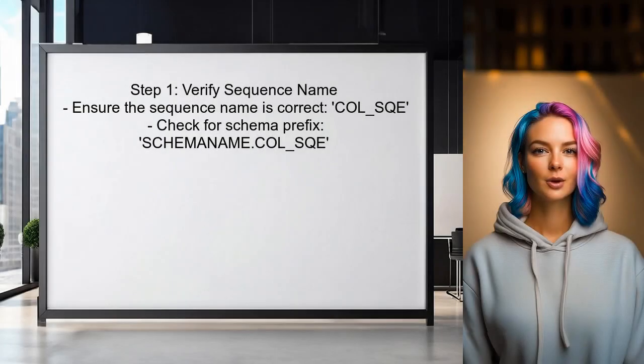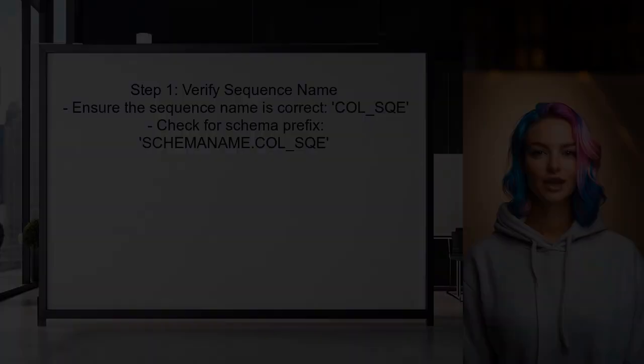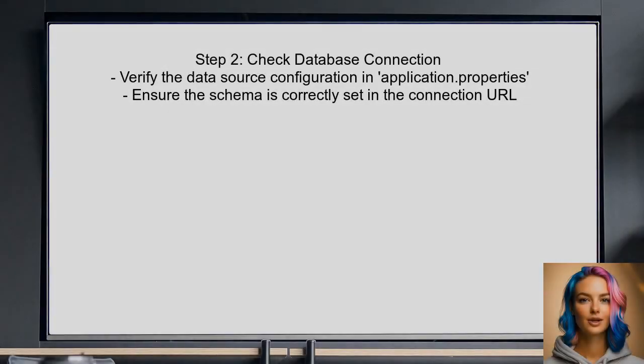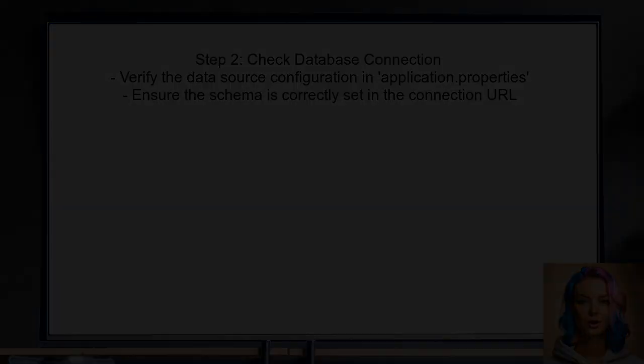To resolve the ORA-02289 error, the user should first verify that the sequence name is correctly specified in the code. The sequence name must match exactly, including the schema prefix if applicable. Next, the user should confirm that the database connection is using the correct schema. This can be done by checking the data source configuration in the Spring Boot application.